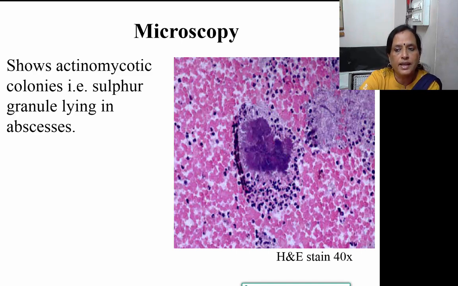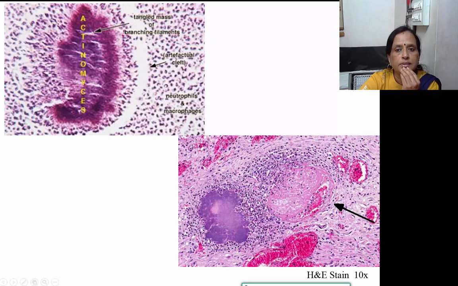This is what you are seeing here, the actinomycotic colony, surrounded by inflammatory cells. What inflammatory cells? Neutrophils. So I'll make you draw this diagram in the practical hall. As I draw, you can just draw and then learn. See, this is the surrounding tissue, which is showing fibrosis, congested blood vessels, and a lot of other inflammatory cells also. Sometimes there could be macrophages, sometimes there could be giant cells, but this is a typical organism of actinomycosis.